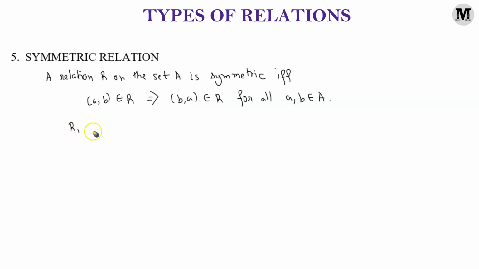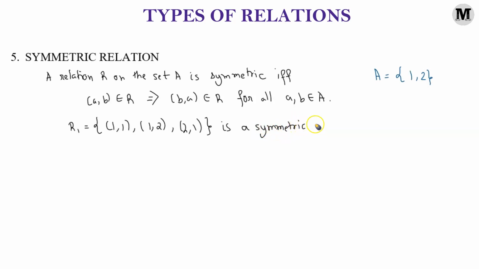For instance, let's say we have R1. So first we have to define A. A is a set containing the elements 1, 2. Now R1, let's say, gives us the relation (1, 1), and then we have (1, 2), and then we have (2, 1). Now R1 is clearly a symmetric relation on A. Why is it a symmetric relation?